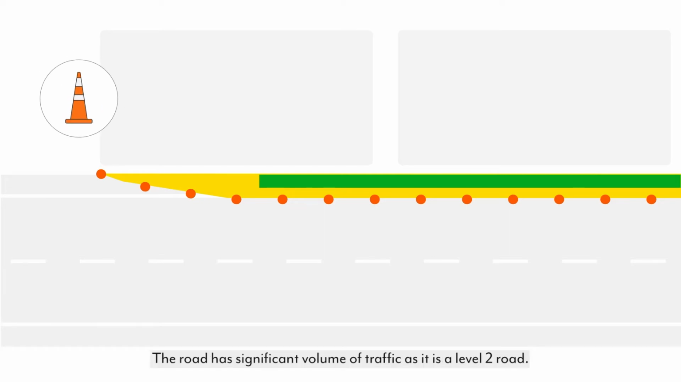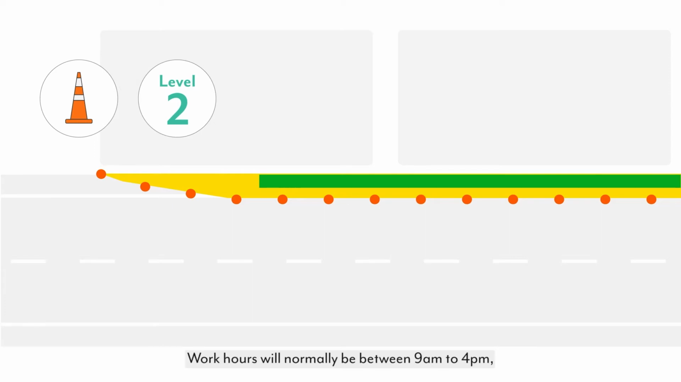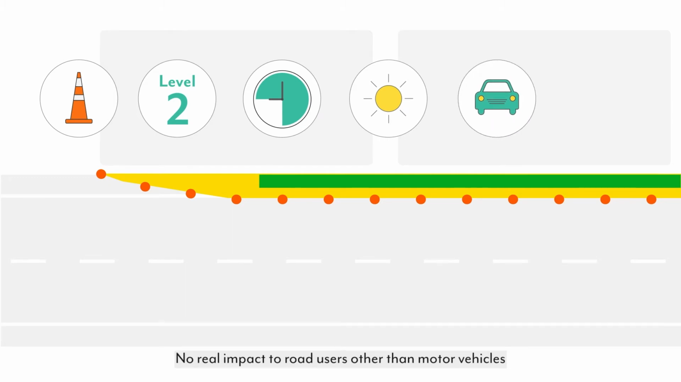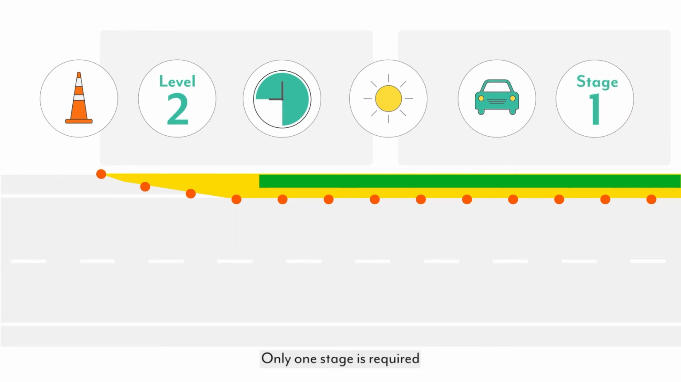The road has significant volume of traffic as it is a level 2 road. Work hours will normally be between 9 a.m. to 4 p.m. However, the client wants to work more hours than this. The RCA will normally approve the closure in the day. No real impact to road users other than motor vehicles. Only 1 stage is required.